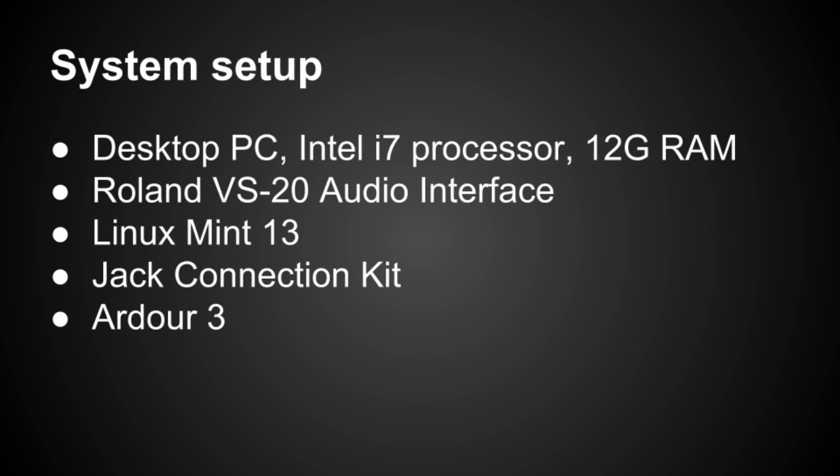Here is a quick overview of the system I am using. It is a standard desktop PC with an Intel processor. I have 12 gigs of RAM, but you don't need that much. For this assignment, I will be using the Roland VS20 audio interface, and I am running Linux Mint 13 as an operating system. I will be using the Jack connection kit, known as Jack, and version 3 of Ardour, or Ardour 3. I will not be covering the installation or any other setup of Linux itself. It's assumed that you have a working Linux distro with a working audio card. At the end of this presentation, I will give some recommended Linux distributions for those interested in starting out with audio on Linux.